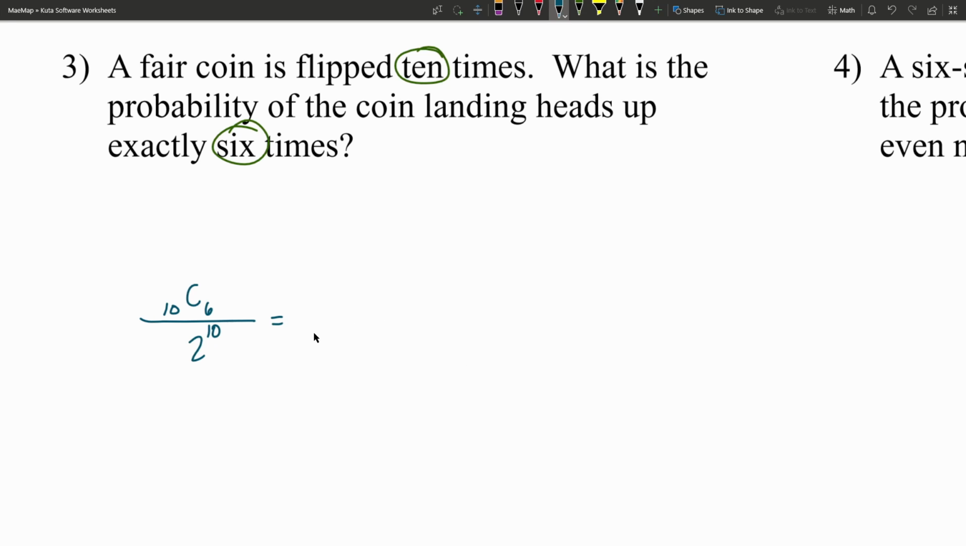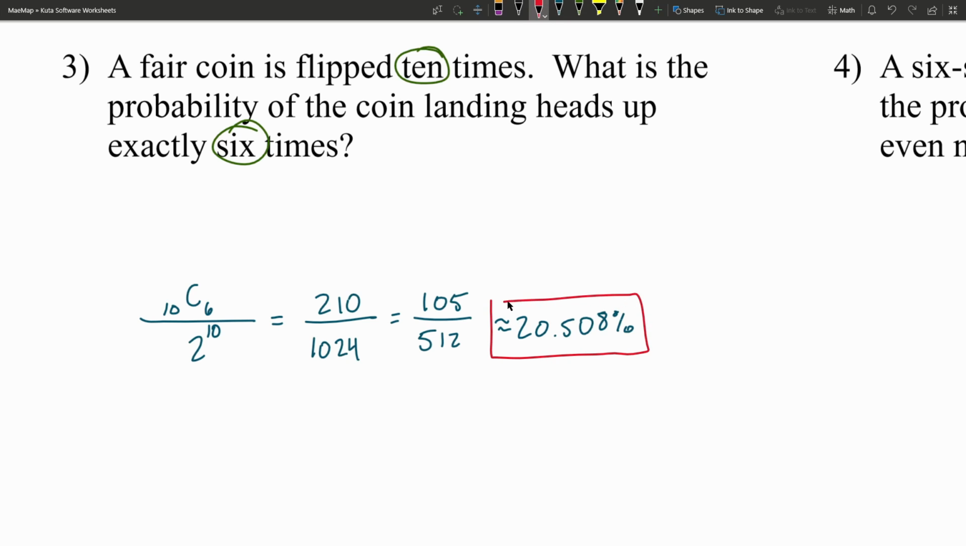10 choose 6 is equal to 210, and 2 to the 10th is equal to 1024. Notice that both are divisible by 2. 210 simplifies down to 105, and 1024 simplifies down to 512. So 105 out of 512 is approximately 20.508%. Let's move on to number 4.